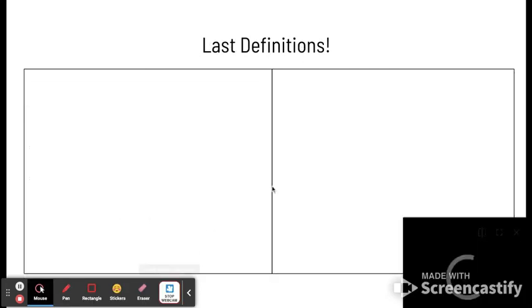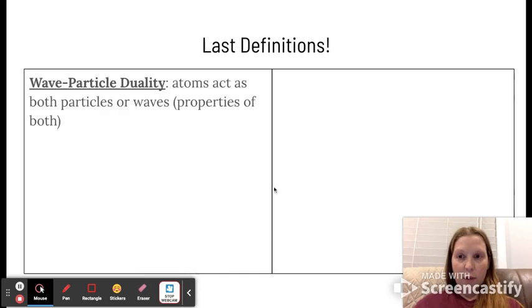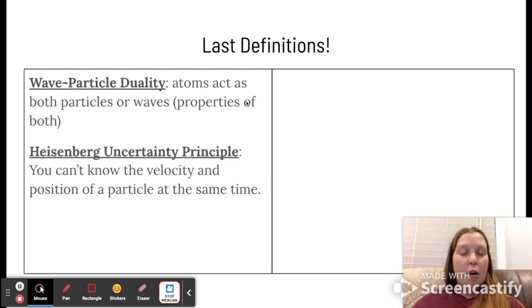Okay, and these are our last definitions to look at for this lesson. So we have one called wave-particle duality, and this means that atoms will act as both particles and waves, so they exhibit properties of both. This is just a good idea to know because particles will move as waves.